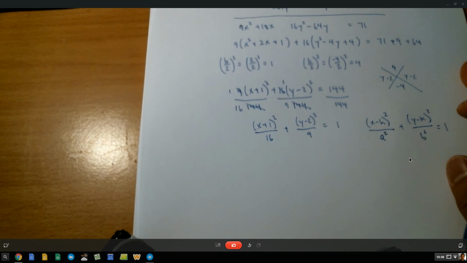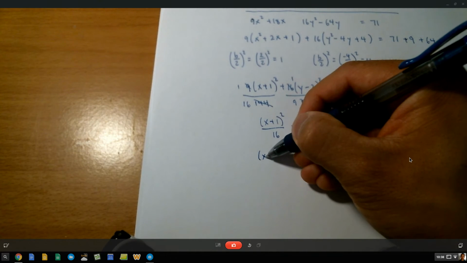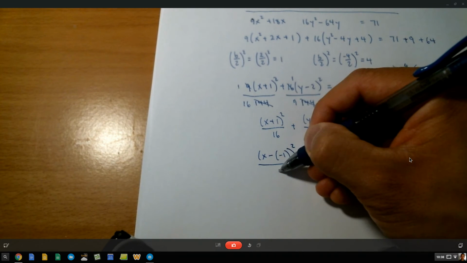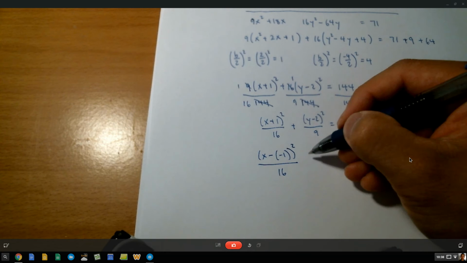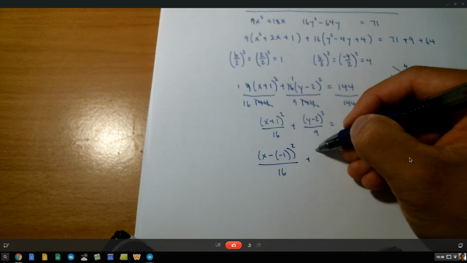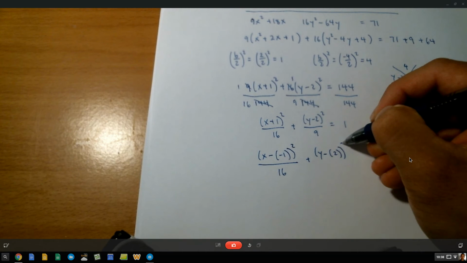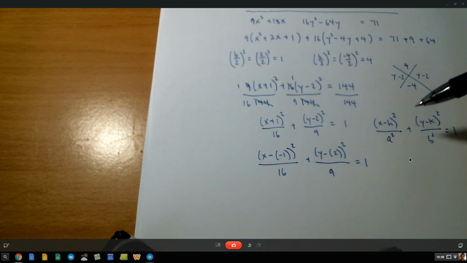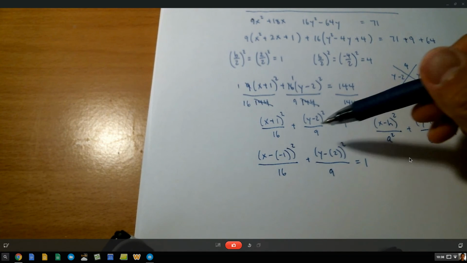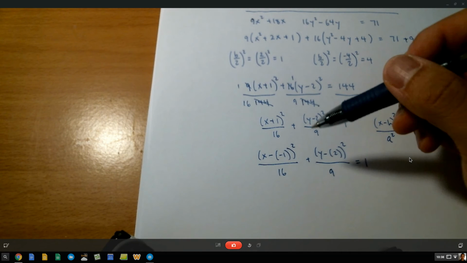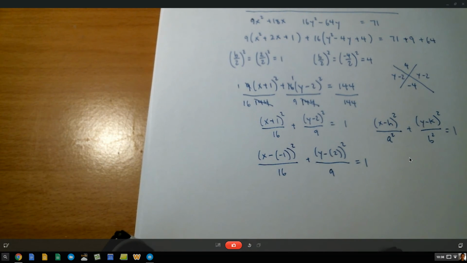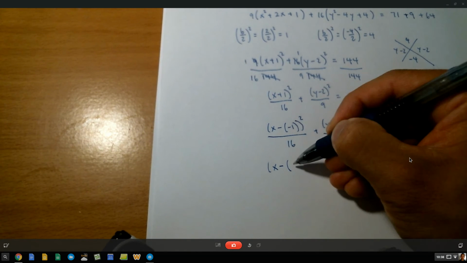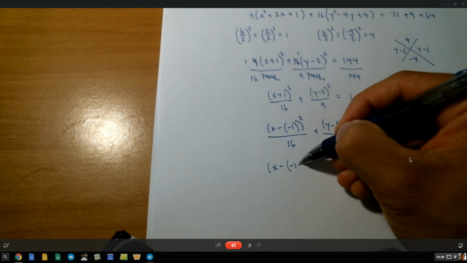I can do that by changing this to x minus a negative 1 squared all over 16 plus, this is already y minus, so we can think of it as y minus 2 squared all over 9, and that's going to give us 1. So now we have it in x minus form, y minus form. Now we can work with whatever's on the inside. We want to translate this 3 units to the right. What we're going to do is take that x minus this negative 1, we want to add 3 to it.